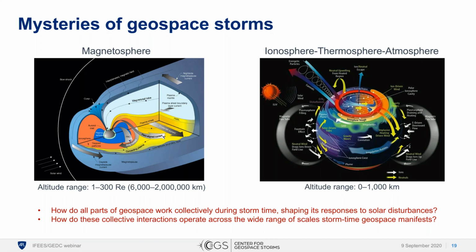And this is particularly important during storm time because it's during storms when the system is excited by the strong solar disturbances. All of these parts of geospace start working collectively. And this collective behavior shapes the response of geospace to solar disturbances. But we know, in fact, quite little about how the system behaves collectively. And another important point is that all of these collective interactions, as I said, operate across a very wide range of scales.